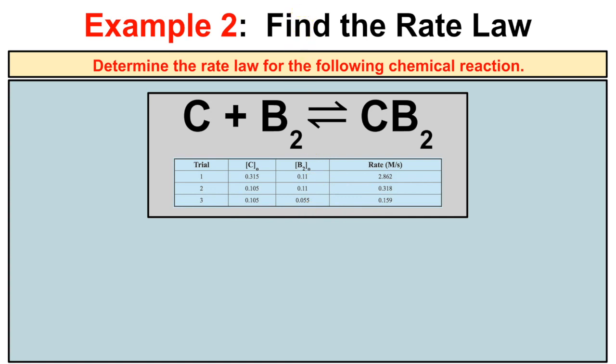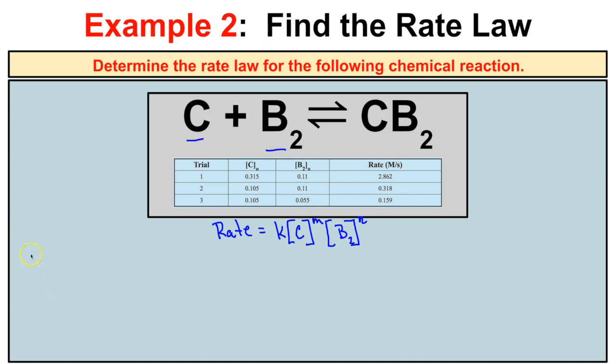And so keep in mind that the rate law is going to be rate equaling the rate law constant, which is specific to this chemical reaction, times the concentration of C raised to the power of M, where M here is the order of reactant C, times the concentration of B2 to the power of N, where N here is the order of reactant B2. And so, in order to solve this problem, we have to figure out the order of reactant C, and we have to figure out the order of reactant B2.